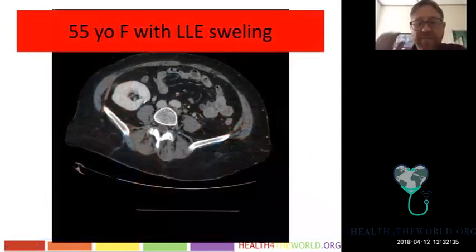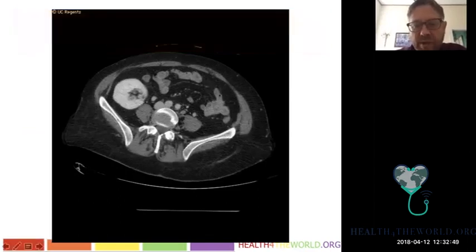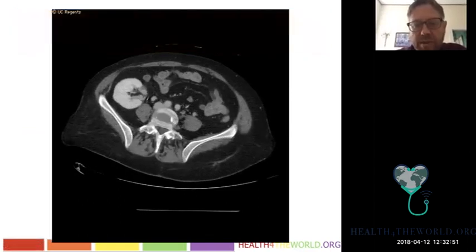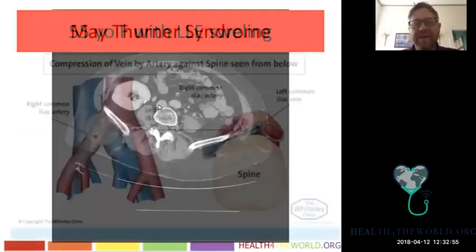Here's an example of May-Thurner syndrome in a 55-year-old female with left lower extremity swelling. Here we have the aorta. We have a large kidney, single kidney here. And as we scroll down, we see, let's go back up. So we see the aorta here, all right? And we have the IVC.